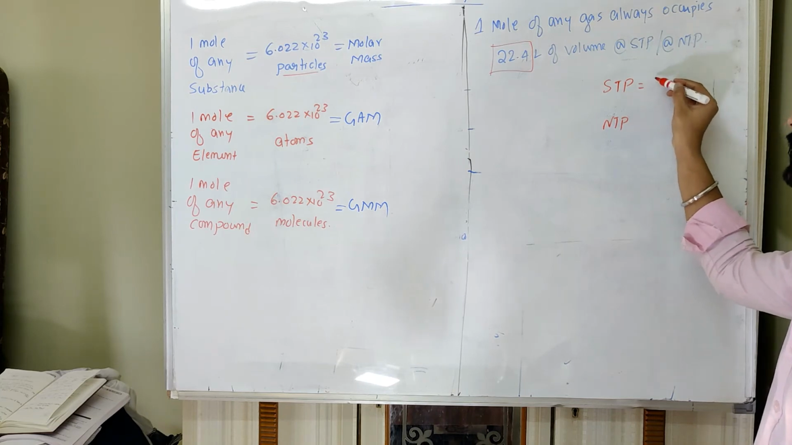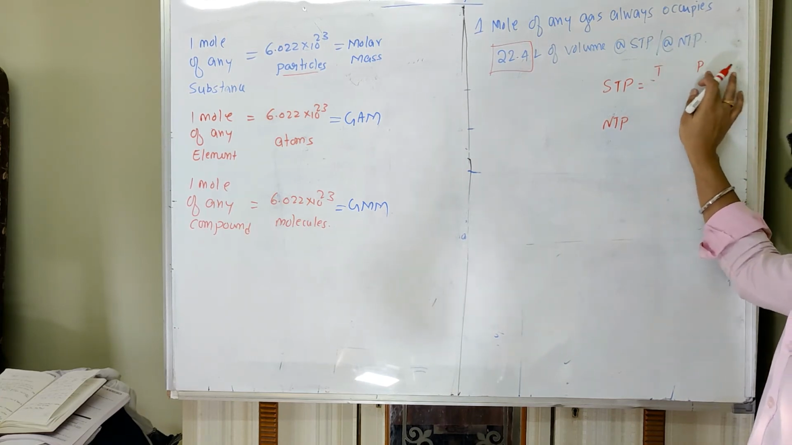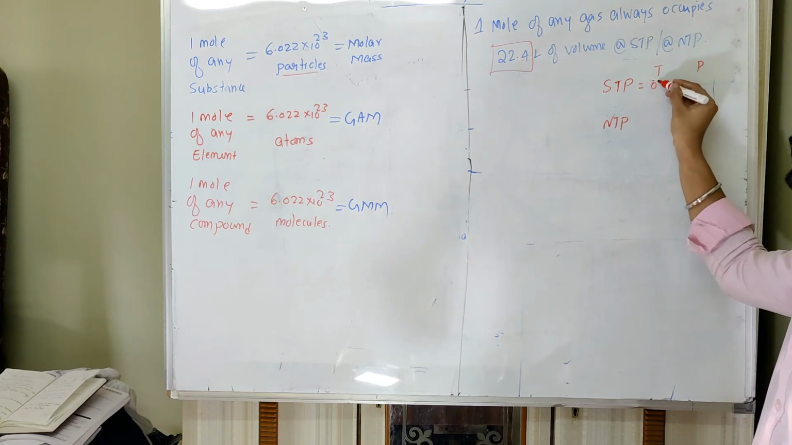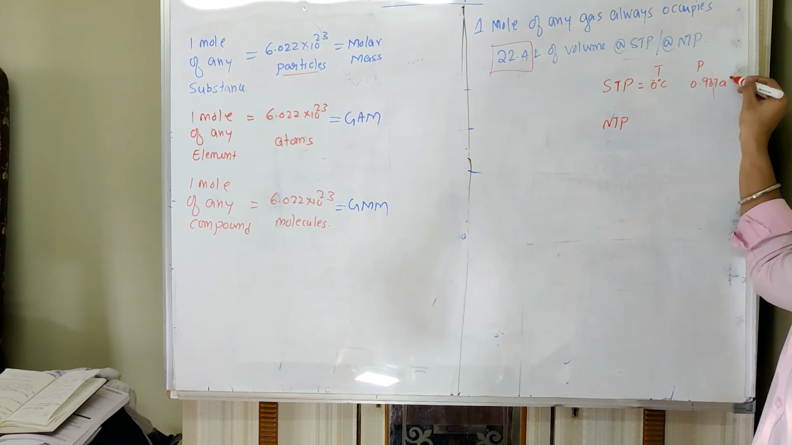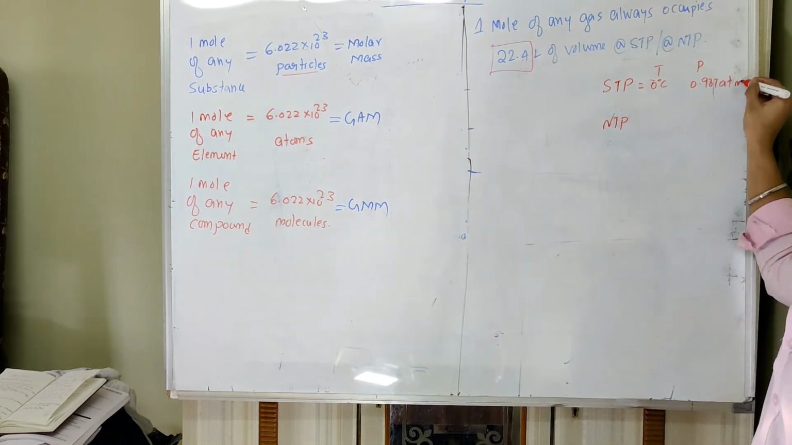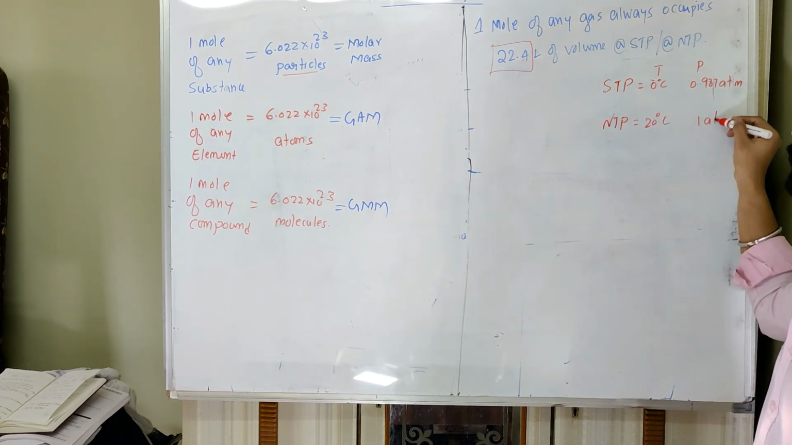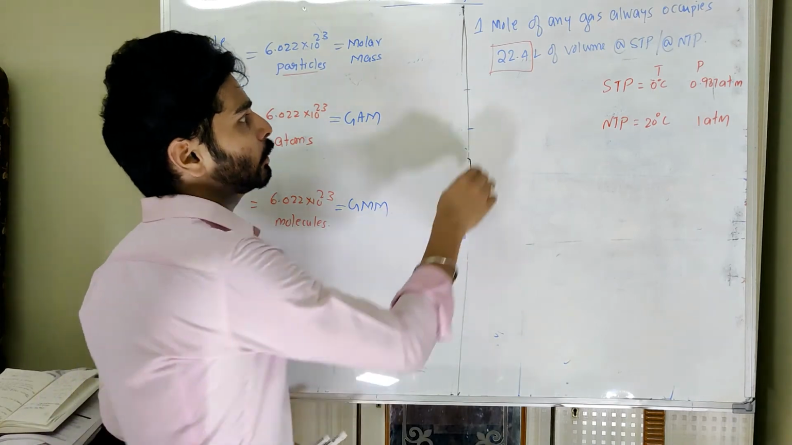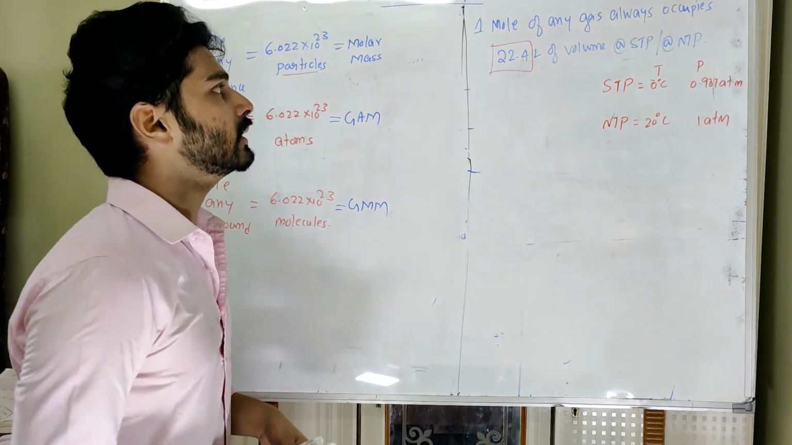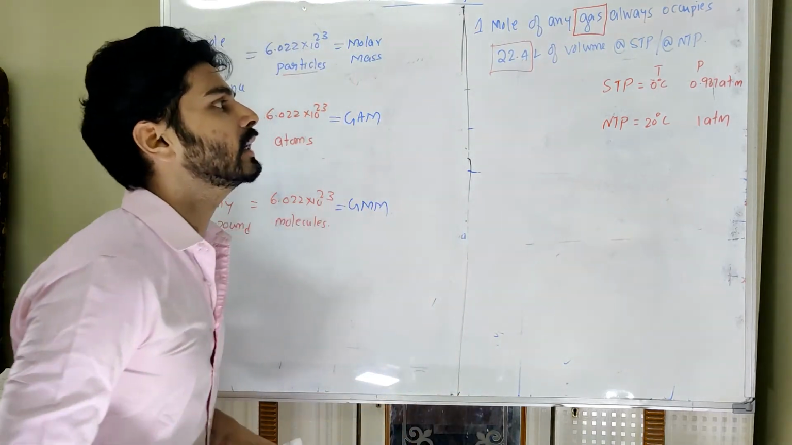STP and NTP are standard conditions where temperature and pressure are fixed. In the case of STP, temperature is 0 degrees Celsius and pressure is 0.98 atmosphere, and in the case of NTP this is 20 degrees Celsius and 1 atmosphere. If you keep these conditions, then the volume of the gas will be 22.4 liter. Remember, this is only for gases.